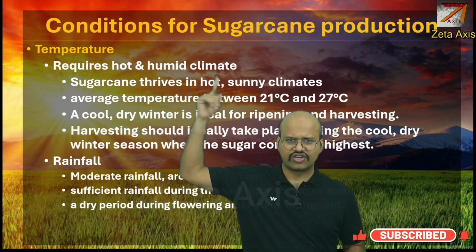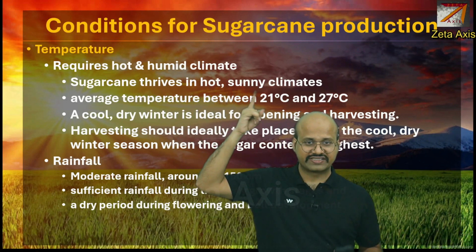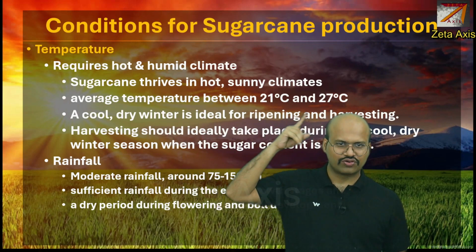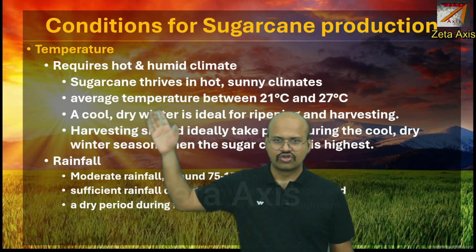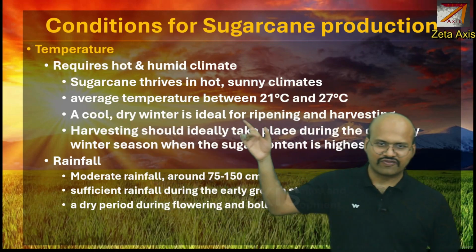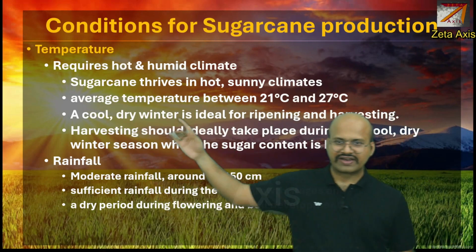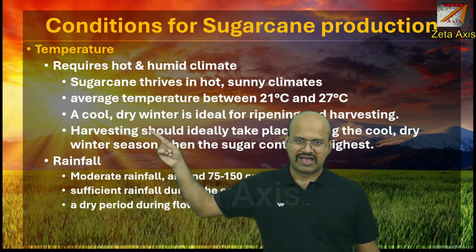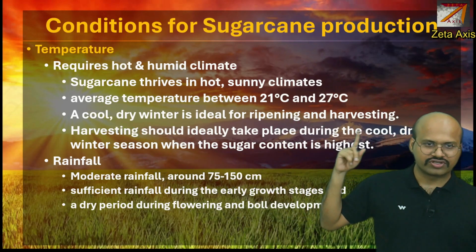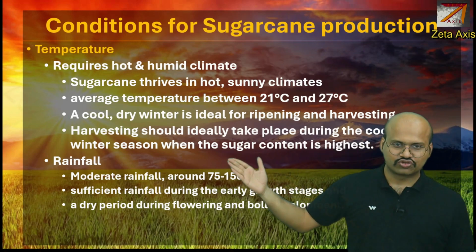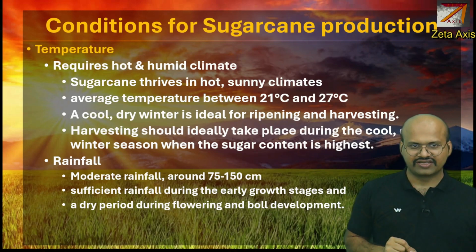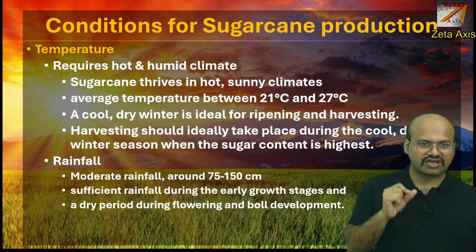It requires hot and humid climate. It thrives in hot and sunny climates. The average temperature required is 21 to 27 degrees Celsius. Cool and dry winter is ideal for ripening and harvesting. So, ripening and harvesting should occur in cool and dry winters. Harvesting should ideally take place during the cool, dry winter seasons when the sugar content is highest. So, the sugar content or the sucrose content in sugarcane is highest during the winter season.